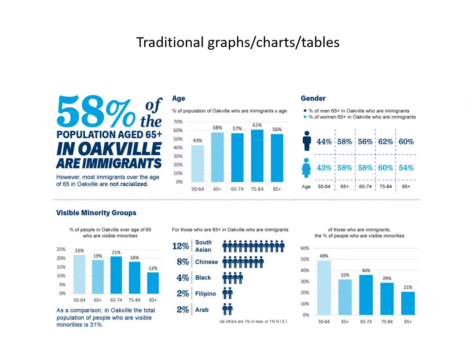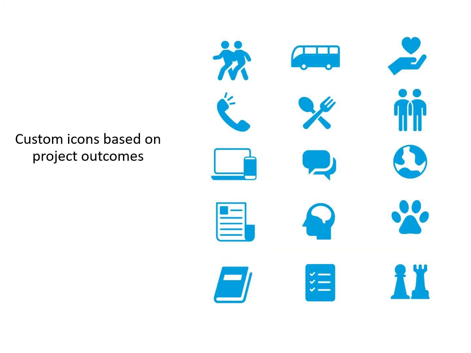Here are some examples of how colors, shading, and sizes were all used in graphs, charts, and tables to distinguish between different types of data. Based on the themes that emerged from interviews with older adults, the team created a custom set of icons. These were used to visually highlight similarities between themes and across solutions.